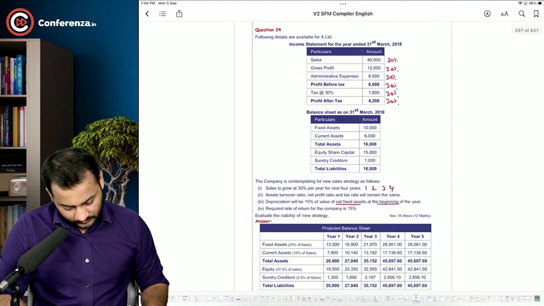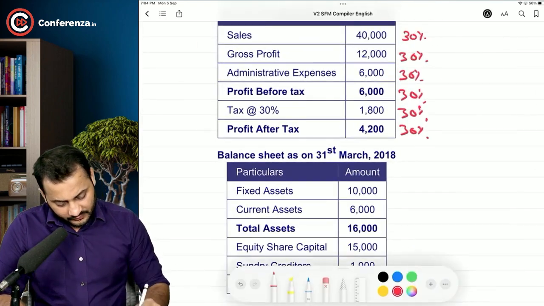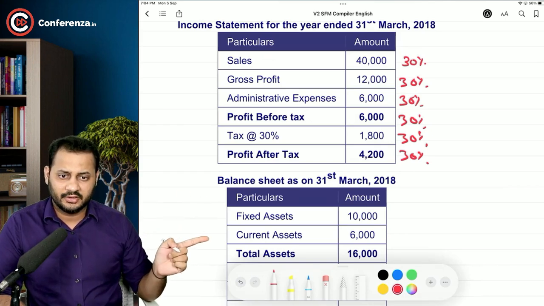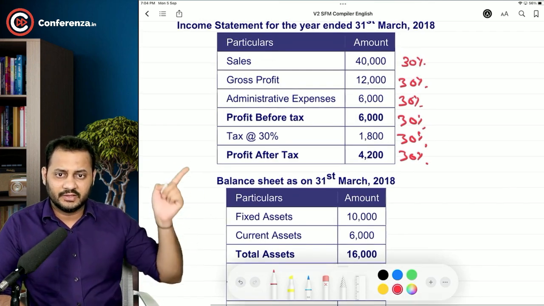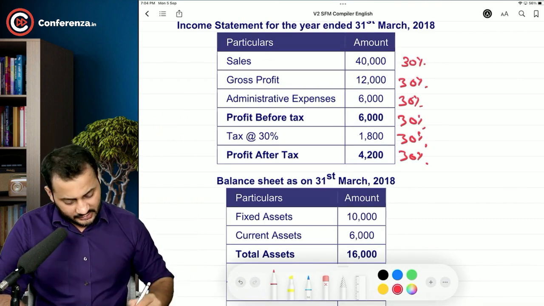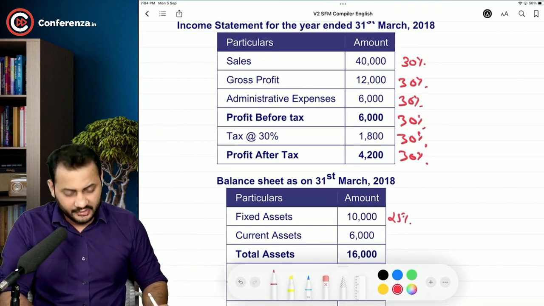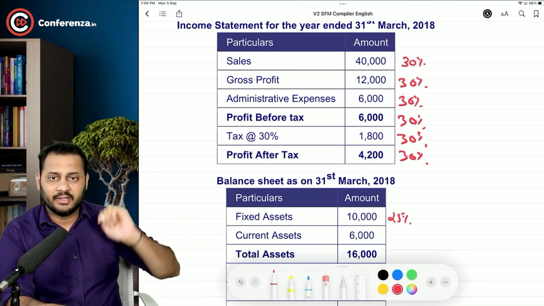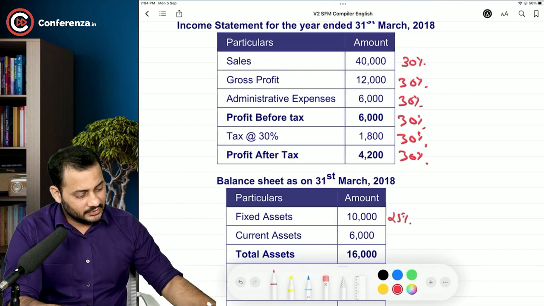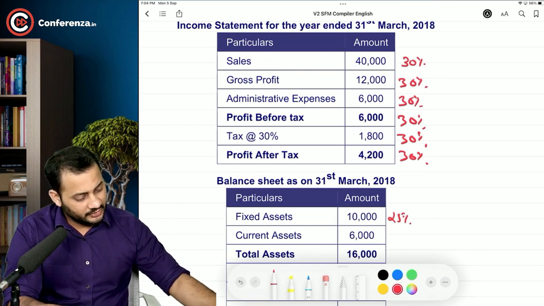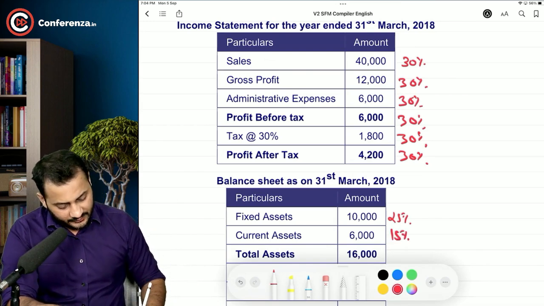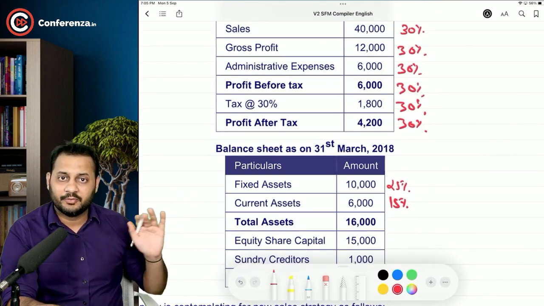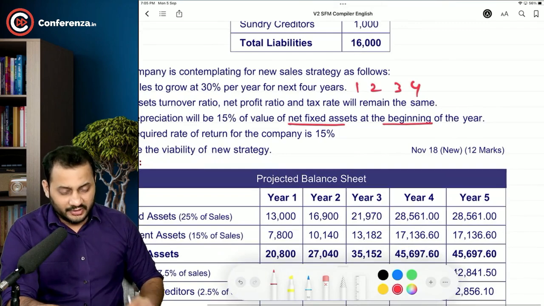Cool. So if we first find out the fixed asset turnover ratio or current asset turnover ratio, we can clearly see that fixed assets divided by sales is 25%. Am I right? 10,000 divided by 40,000. And current assets divided by sales is somewhere around 6,000 by 40,000. That's 15%. So you need to make sure these rates are kept constant.